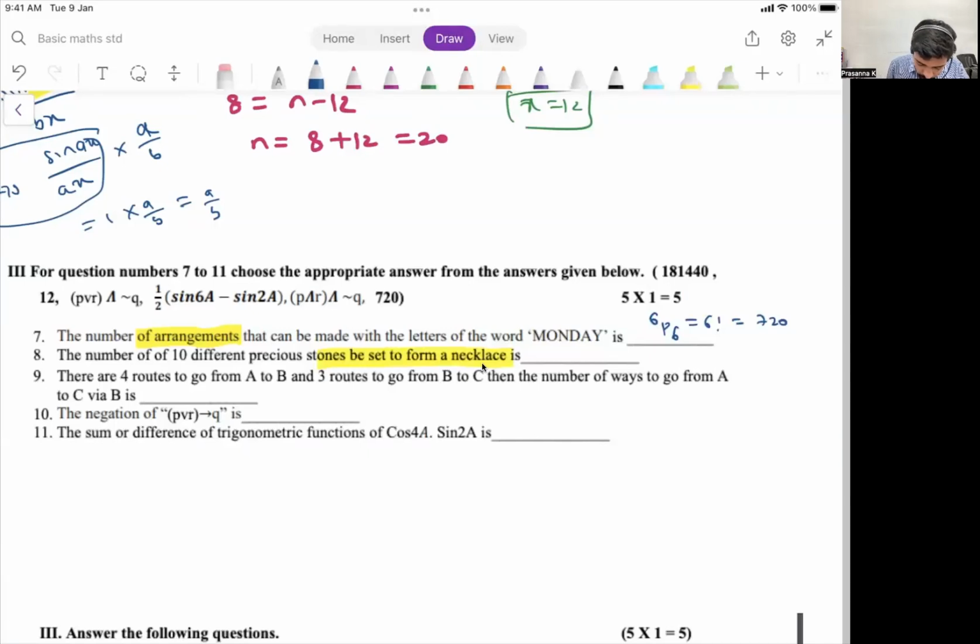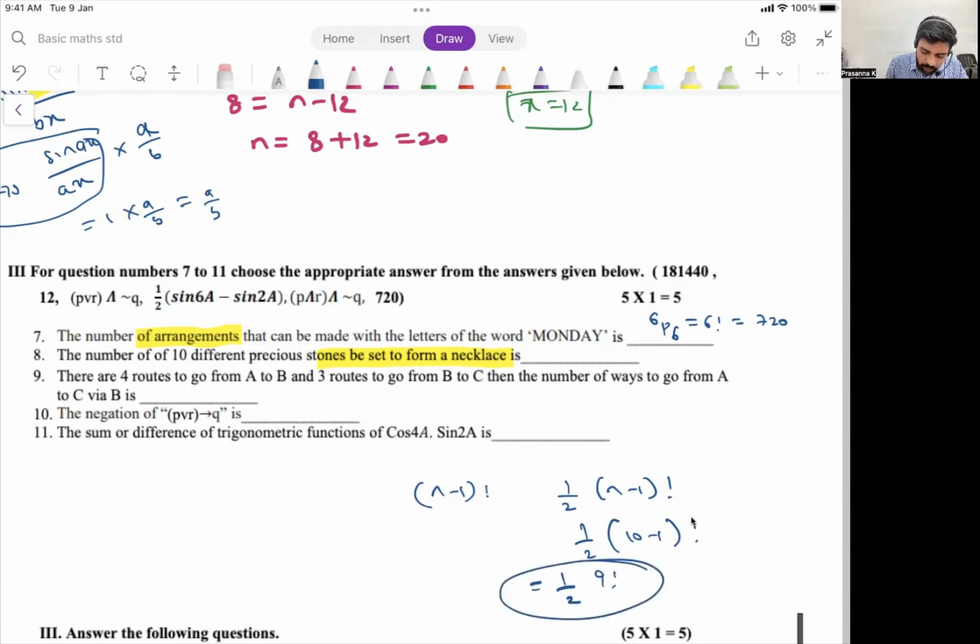If it is living things, then the formula is n minus 1 factorial. For all non-living things, the formula is half into n minus 1 factorial. All right. So they're talking about stones and the necklace. It's a non-living thing. There are 10 different stones. So apply in this formula half into 10 minus 1 factorial. So this is equal to half into 9 factorial.